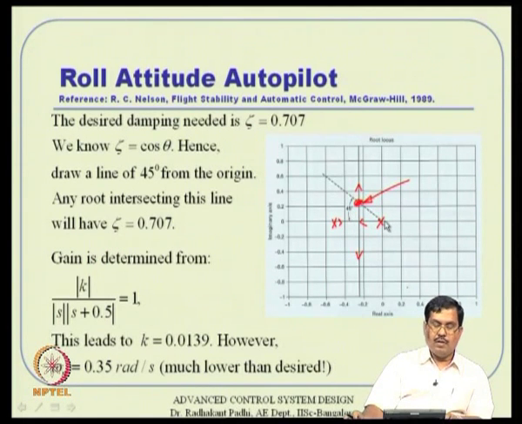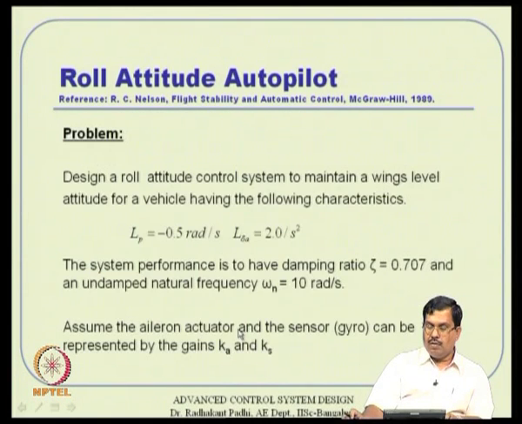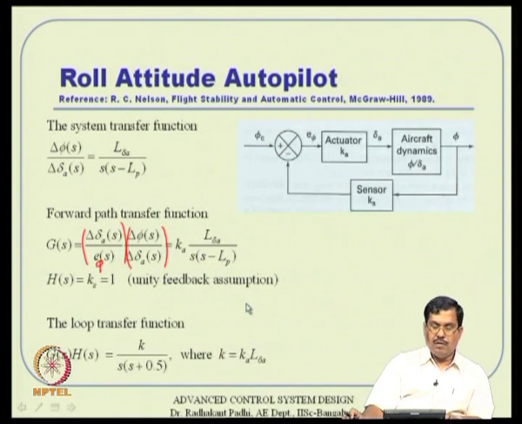But what about the omega n condition? In this particular case, if you go back and compute, it turns out to be 0.35 radian per second, way less than the desired value of 10 radian per second. That is what we wanted. So, simply by gain tuning, we cannot do the job. That is the message: one thing can be achieved, not both. So, now how do you do both?